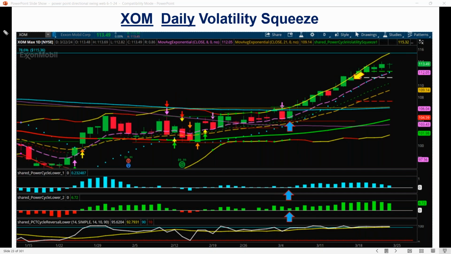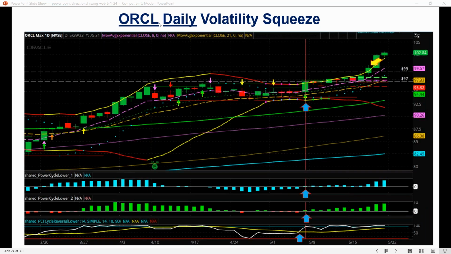And here are a couple others. If I can get rid of this drawing tool. Here's a really nice one. This was on Oracle. You can see another, again, very tight consolidation. So you don't want to have it really what I call loose. You want this pattern where the prices are really tight, not swinging wide and loose. So this creates more momentum when it does break.